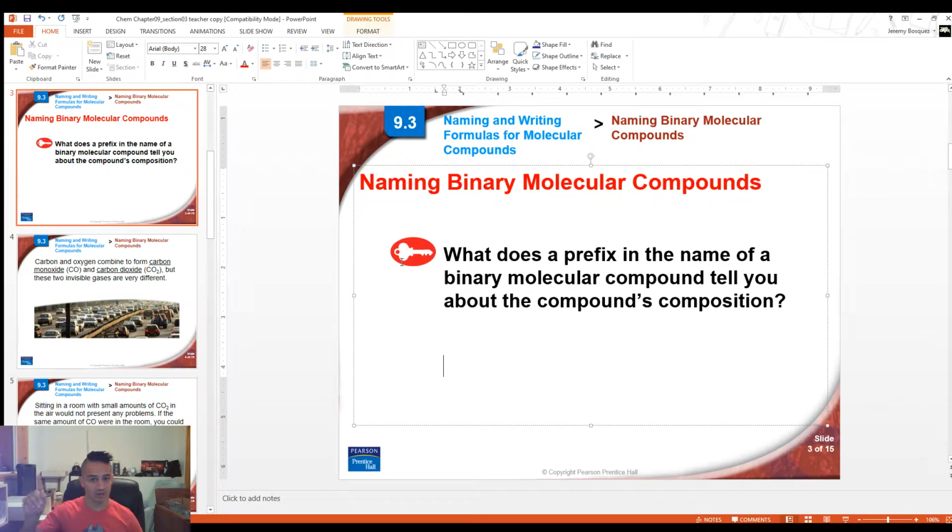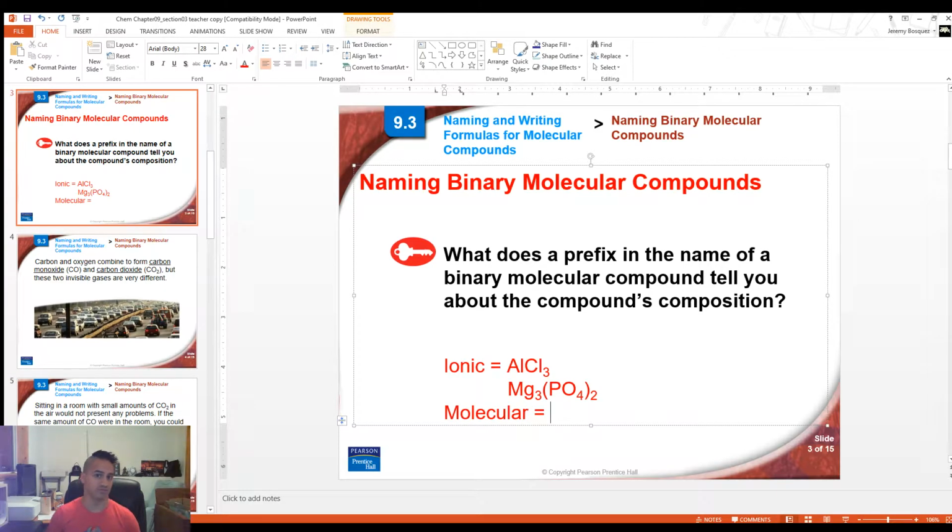ionic compounds have a metal and a nonmetal. So ionic would be something like aluminum chloride. Aluminum, metal; chlorine, nonmetal. That's ionic. Or we could have polyatomic ions in the formula too. Another example might be magnesium phosphate. Again, we have magnesium, a metal, and phosphate, which is a polyatomic ion, which makes it ionic.